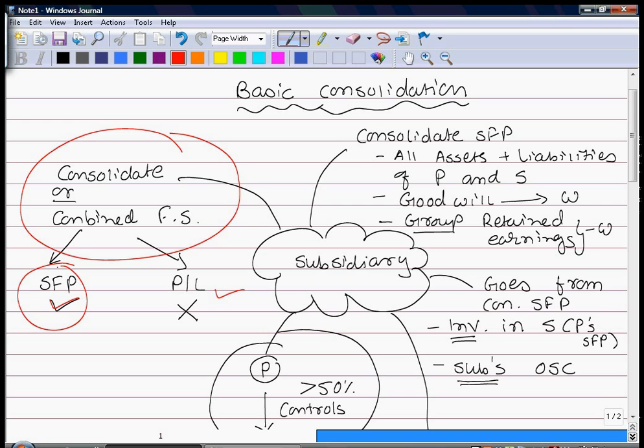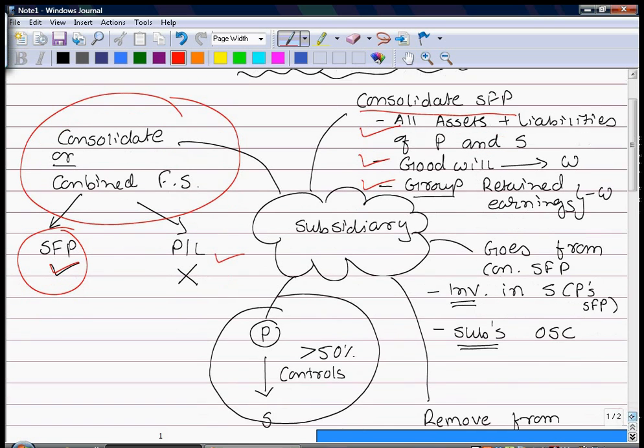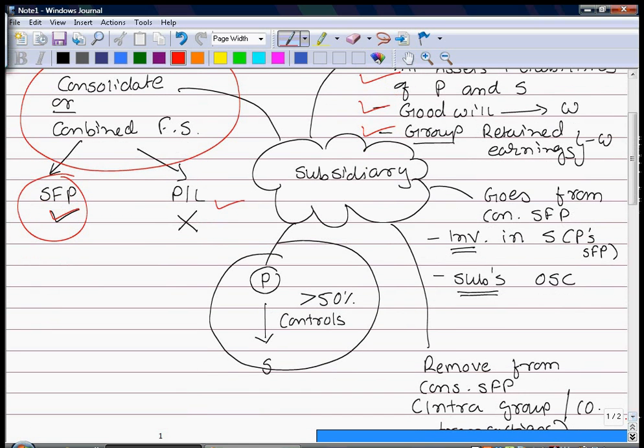We will just prepare SFP. In consolidated SFP, you are going to cross-cast all assets and liabilities of parent and sub, add up all the assets and liabilities of parent and sub, calculate goodwill and show it as an asset in consolidated SFP, and lastly, group retained earnings. You do another working for that and bring it into the consolidated SFP.